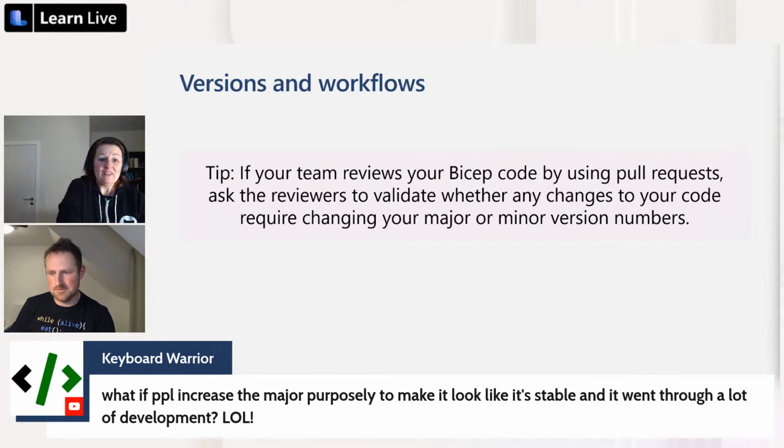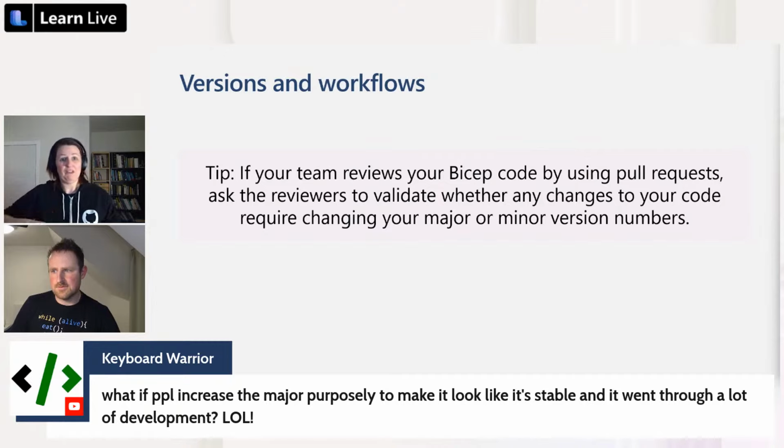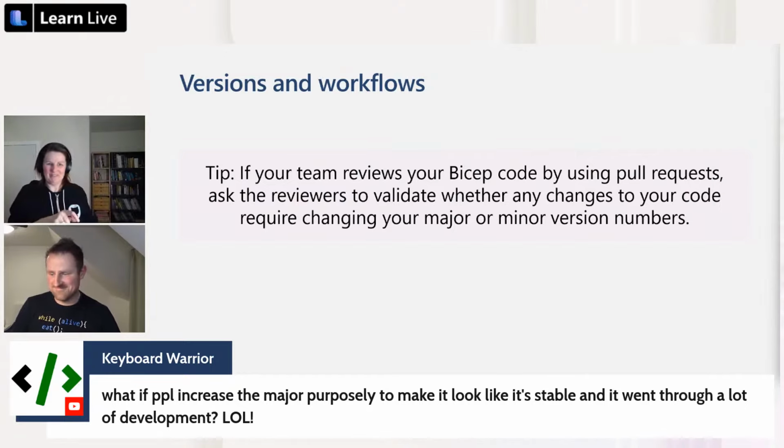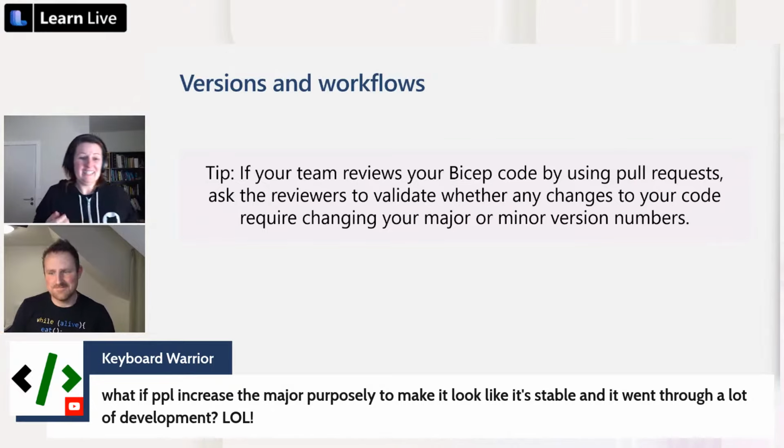Now, to help with that, in case your team is also doing pull requests when you're making changes to those Bicep templates, the template specs and the modules, the reviewers can double check and see, hey, this is not a minor change that you're doing. This is actually a major change. So you need to bump that major number. That can help with getting into a stable state.